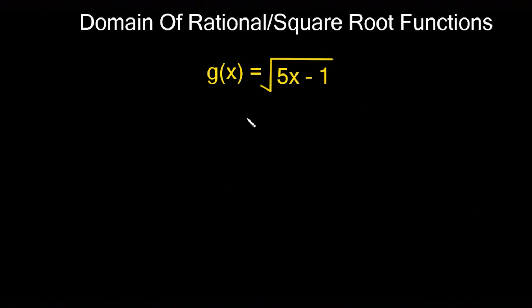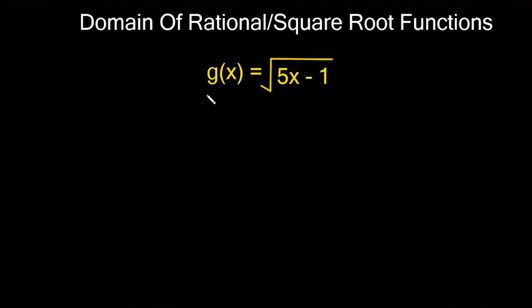So here's our next example. This one is not a rational function. This is a square root function. Whenever you're dealing with a square root function, it's a little bit different. Essentially, you want to take your radicand, which is the part underneath the square root, the part underneath the radical.